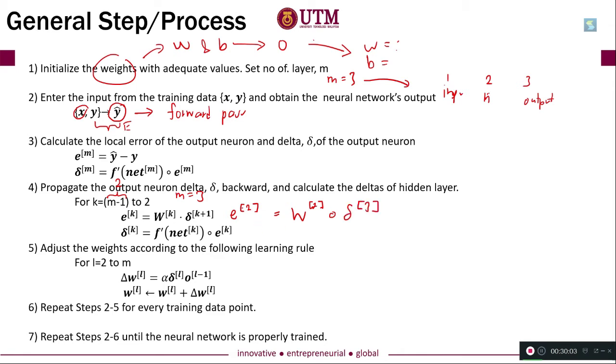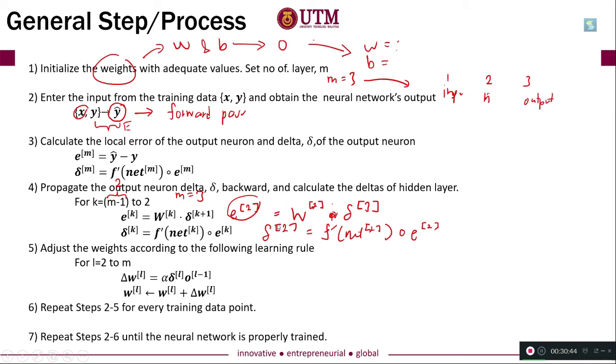Okay, so once you get this E, then your delta 2 equals f apostrophe net 2. Oh, sorry, this is dot. Okay, this is dot, and this is the element-wise multiplication between your f apostrophe and your net 2 there. Because this one is not looping, it just executes one cycle only, then finishes. Then you get the delta of the hidden layer.